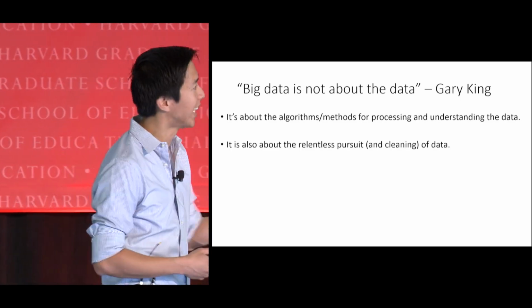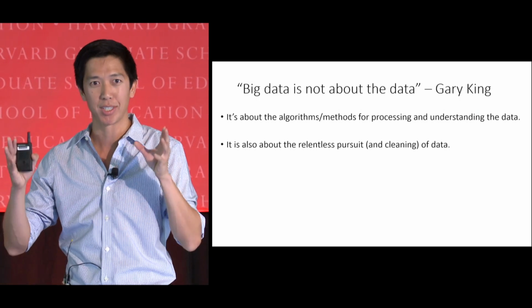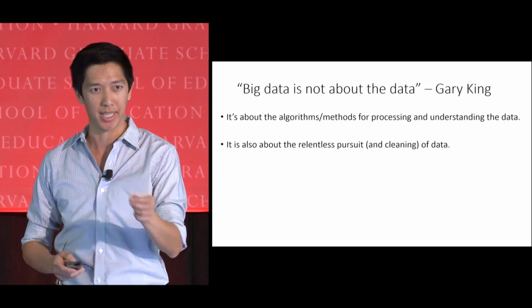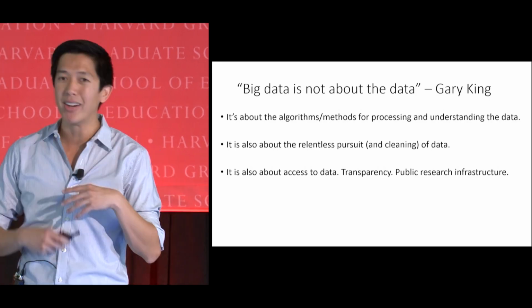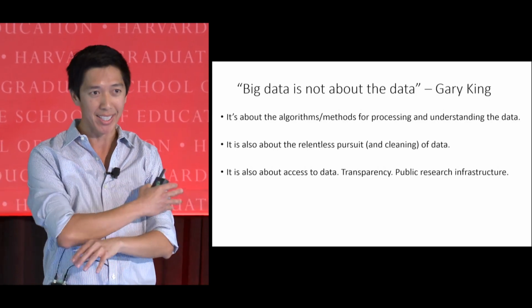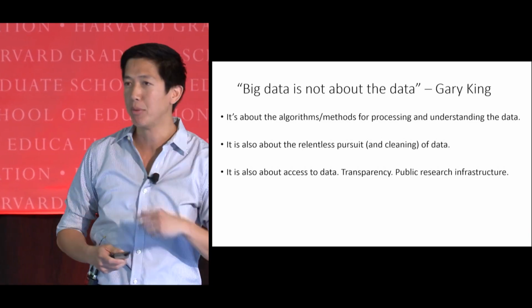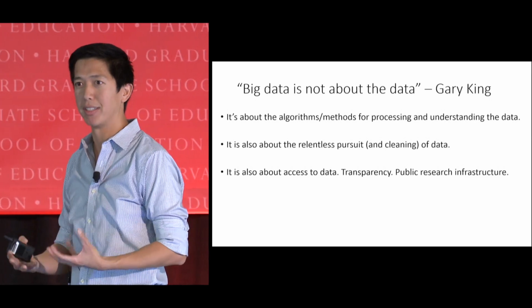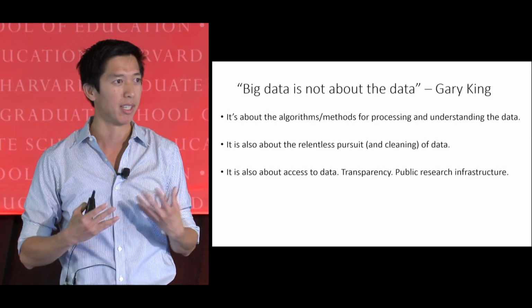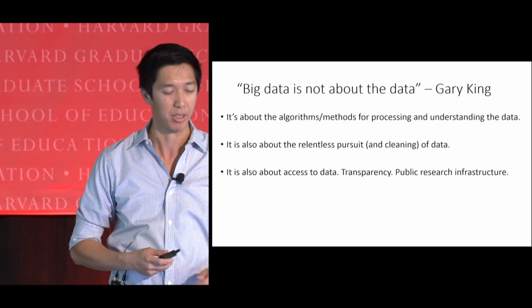It's also about the relentless pursuit and cleaning of data. It's about quality, not just quantity. We have to make sure the data are useful. Third, it's also about access to data. Right? The fact that I can give this away, right? The fact that it's transparent and open, right, allows other people to check our work. We become part of the public research infrastructure. We're all working together to understand the correlates and the causes of educational achievement and opportunity in this country.